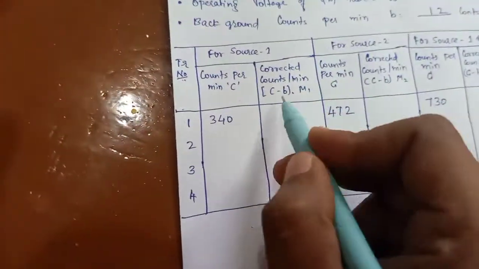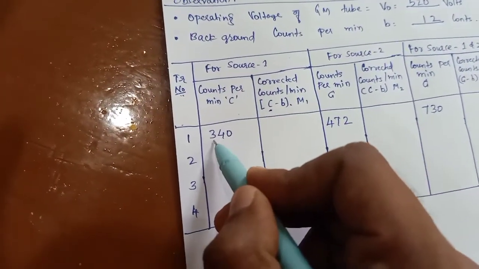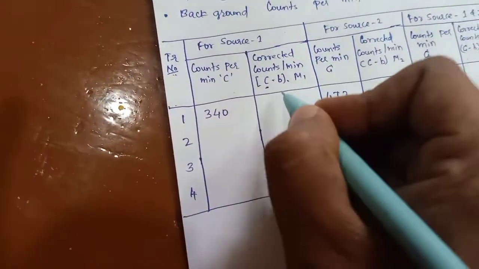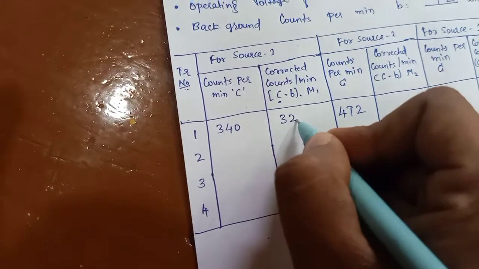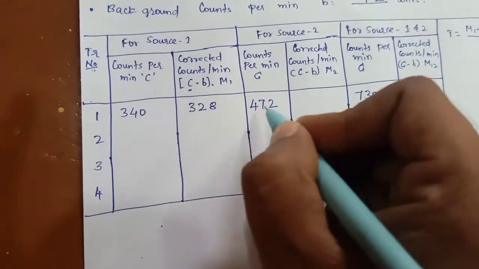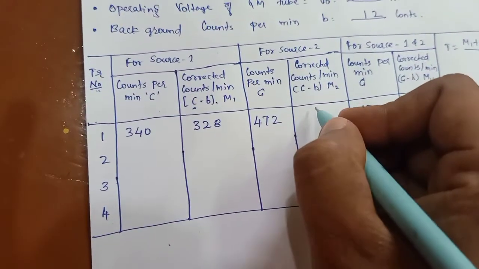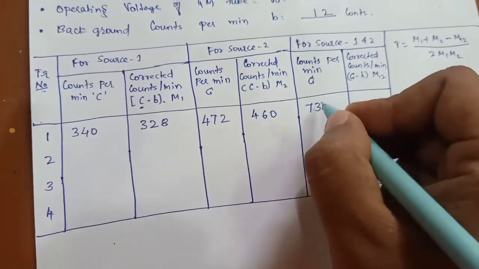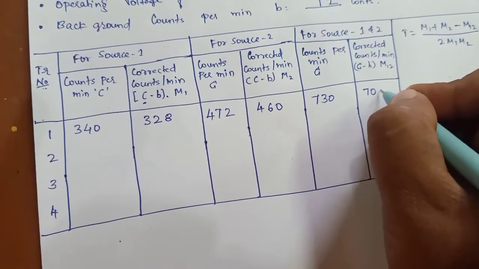Now it is C minus B. C is equal to 340 minus B is equal to 12, and it comes to around 328. For 472 minus 12, it comes to around 460. And 730 minus 12 comes to 708.